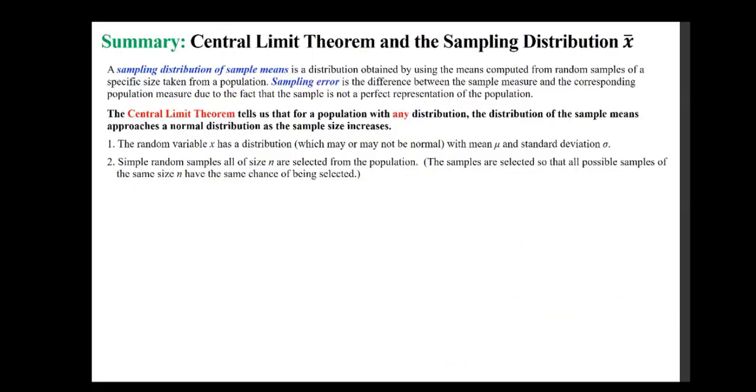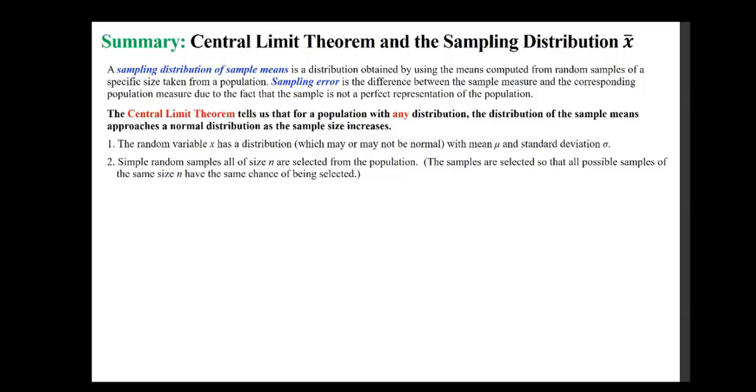Summary of the central limit theorem and the sampling distribution of x bar. A sampling distribution of sample means is a distribution obtained by using the means computed from random samples of a specific size taken from a population. Sampling error is the difference between the sample measure and the corresponding population measure due to the fact that the sample is not a perfect representation of the population. The central limit theorem tells us that for a population with any distribution, the distribution of the sample means approaches a normal distribution as the sample size increases.